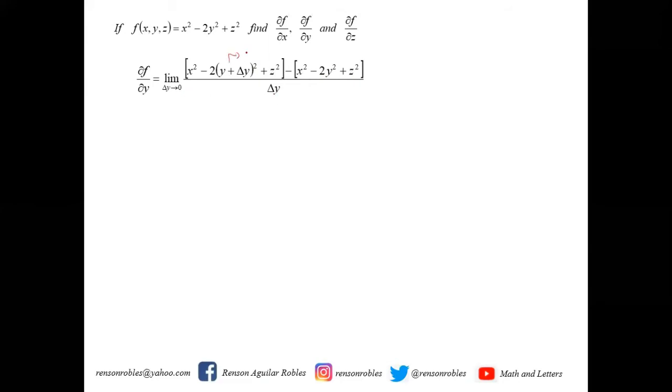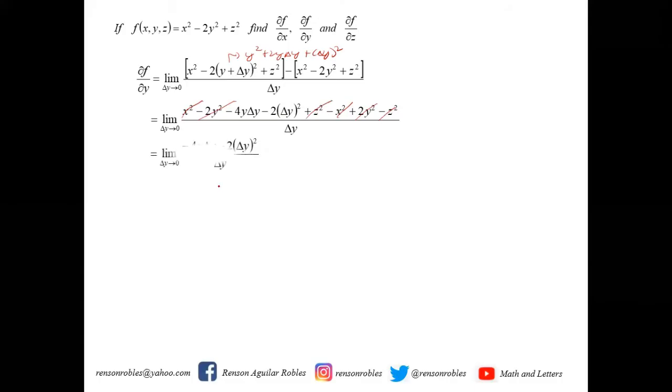And then y plus delta y squared is equal to y squared plus 2y delta y plus delta y squared. And then you distribute the negative to each term inside, and then we combine similar terms. So we shall have x squared minus 2y squared minus 4y delta y minus 2 times delta y squared plus z squared minus x squared plus 2y squared minus z squared. And then we shall combine x squared and negative x squared, negative 2y squared and positive 2y squared, and z squared and negative z squared. So what is left in the numerator is negative 4y delta y minus 2 delta y squared.